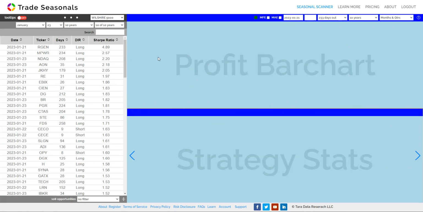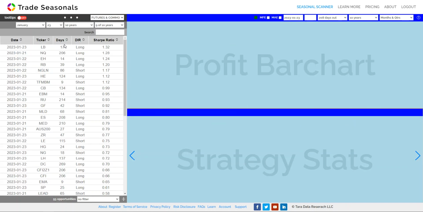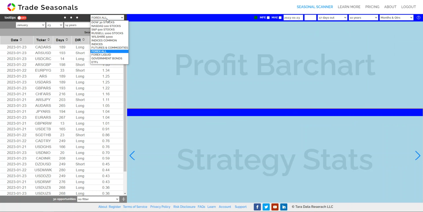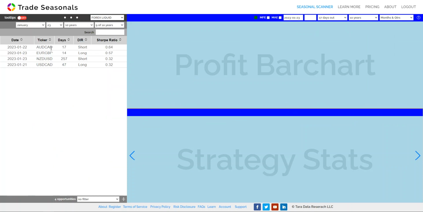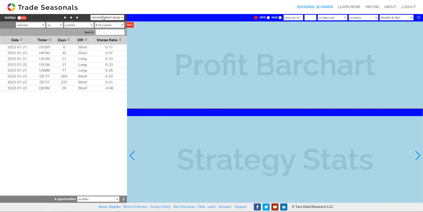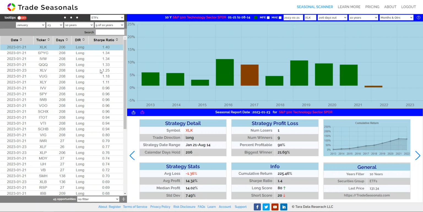Where else can you find any information like this? NASDAQ's on that list. You can also look at futures and commodities. Ooh, lumber. Forex. Or liquid Forex. Or bonds, or the ETFs are also really cool.